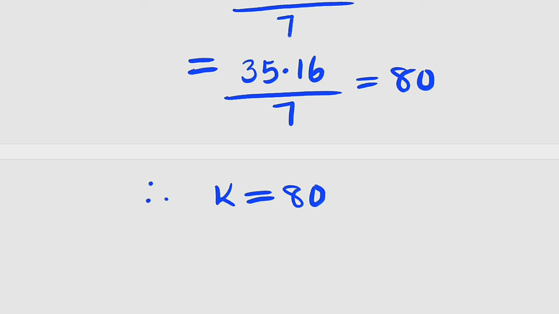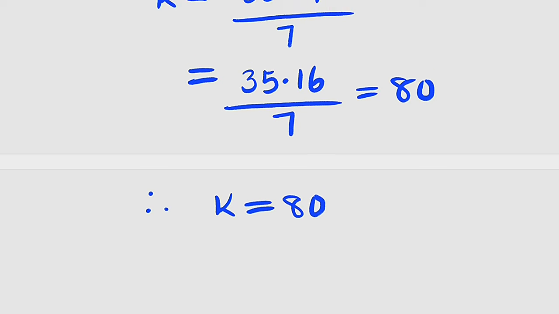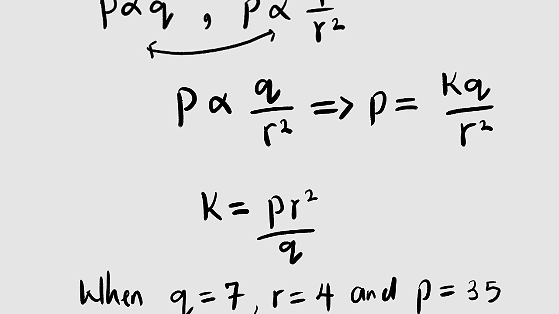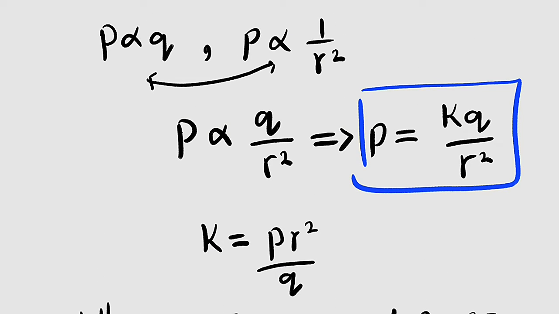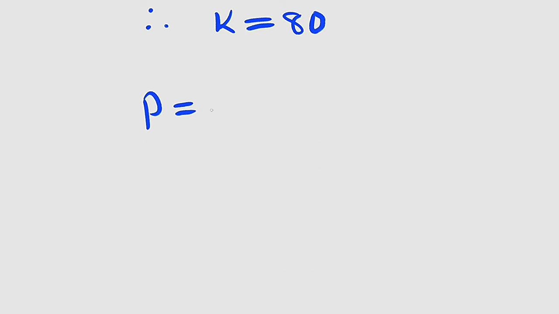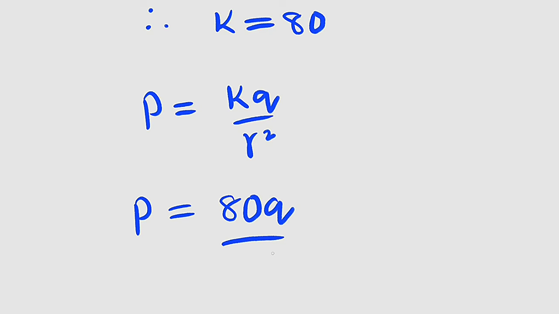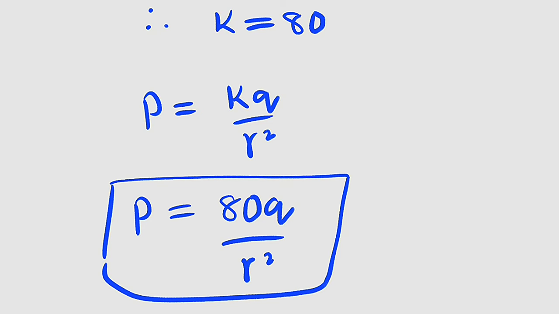So therefore, what is going to be the relationship between the three variables? This is just the relationship between them, which is this one. All we have to do is to substitute the value of K. P is equal to KQ divided by R squared. Therefore, P will be equal to 80Q divided by R squared. This is just the relationship between the three variables. So now let us answer the first question.